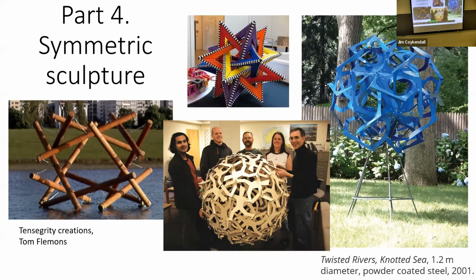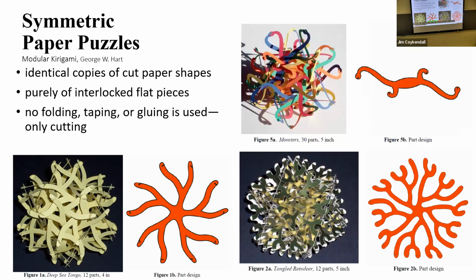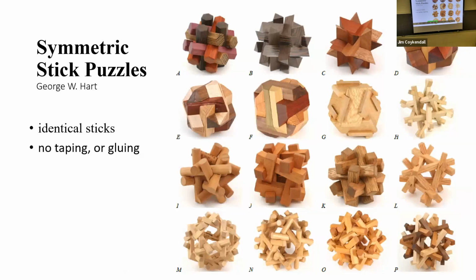The next part. Okay, I will speed up a little bit. It's on magic sculptures, and of course, this is a big area for people to work on. And there are different ways to make such a sculpture. Like you can have identical pieces of paper and just lock them. All these here purely interlock with the paper, no pulling, no tape, no glue. You can also do it with sticks that are identical, no tape, no gluing.